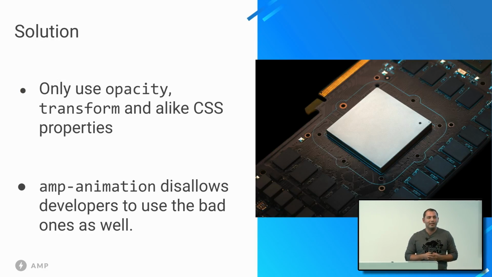If you are building a component that allows the user to provide configuration for the transition, make sure you block the properties that are not GPU friendly. And AMP animation does this. It does not allow anything that's bad for performance and only allows transitions for the ones I mentioned.